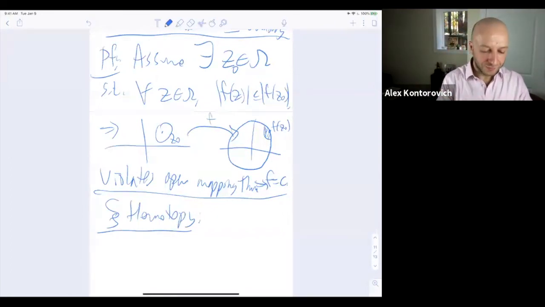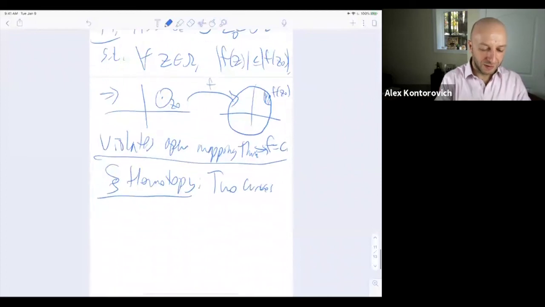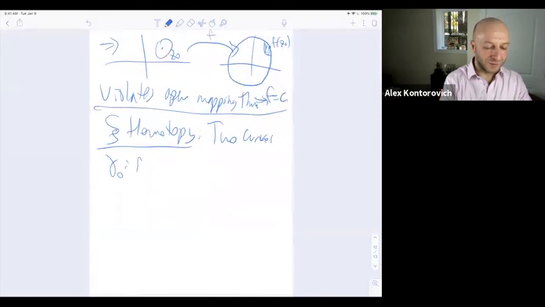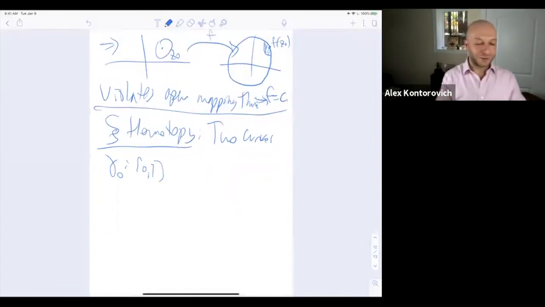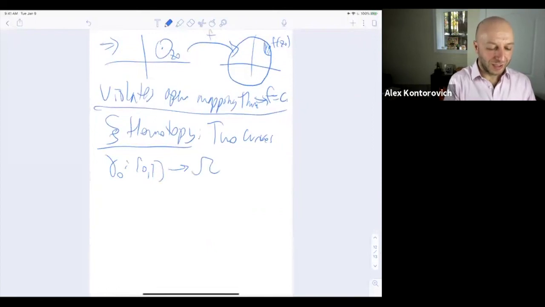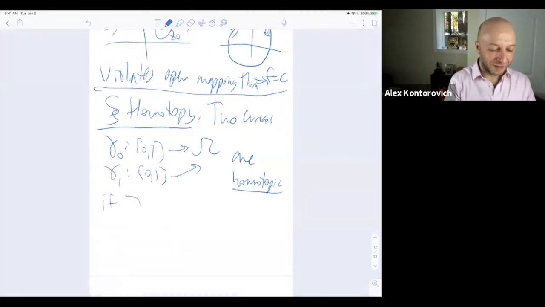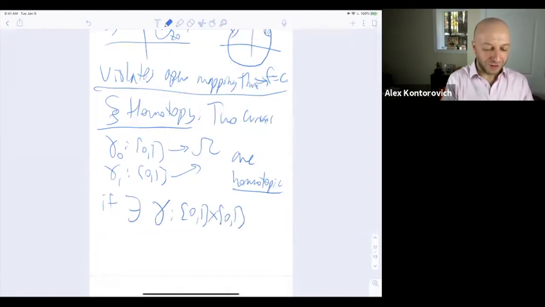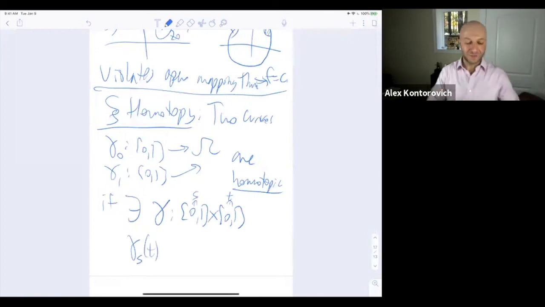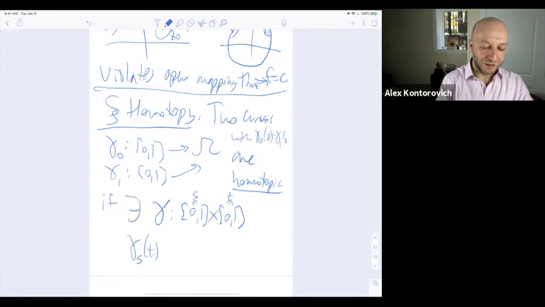All right, so two curves, gamma 0, let's say from [0,1]. I'm going to now conflate the curve and its parametrization to some region omega, and gamma 1 from, let's say, [0,1] to omega are said to be homotopic if there exists a homotopy. If there exists a curve gamma from [0,1] cross [0,1]. So I'm thinking of gamma as a parameter. This is an s parameter and this is a t parameter. So I write it as gamma sub s of t. And I didn't say the main thing: gamma 0 of 0 equal to gamma 1 of 0 and gamma 0 at 1 equal to gamma 1 at 1. In other words, I want them to start and end at the same point.